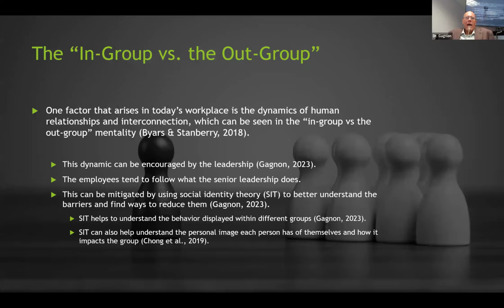Now, the in group versus the out group. This happens everywhere: in friend groups, in social settings, in churches, in workplaces. One factor that arises in today's workplace is the dynamics of human relationships and interconnection, which can be seen as the in group versus the out group mentality. This dynamic can be encouraged by the leadership. A leader can actually encourage people to push people away.